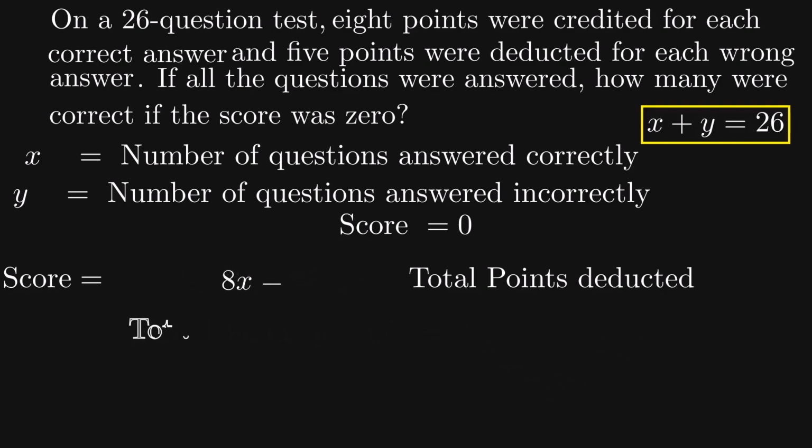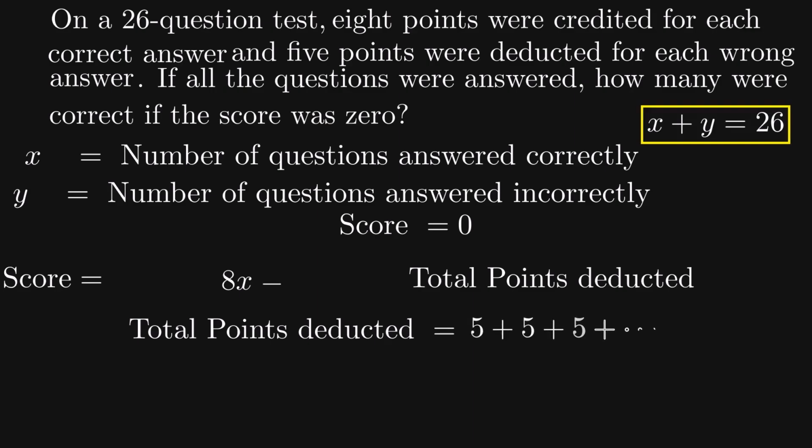For the total points deducted, 5 points are deducted per incorrect answer. So since y represents the number of questions answered incorrectly, 5 points will be deducted y number of times, which translates to 5 multiplied by y.